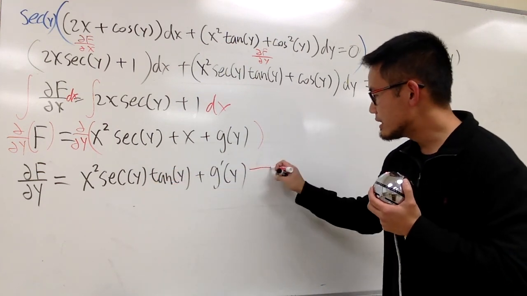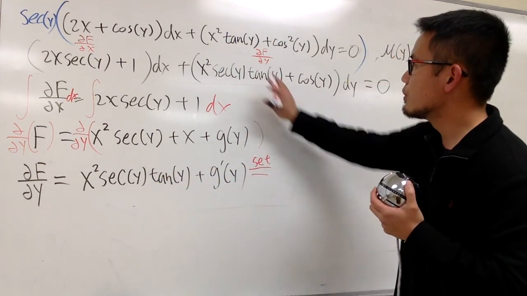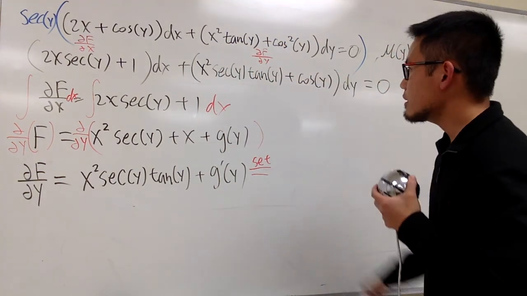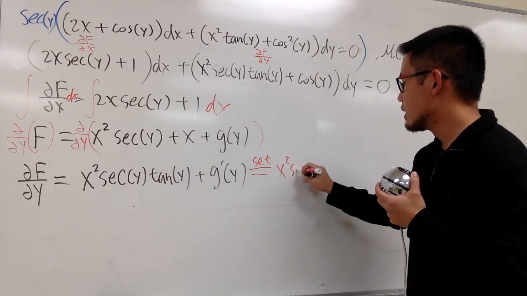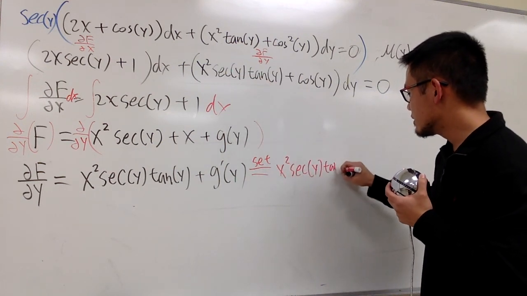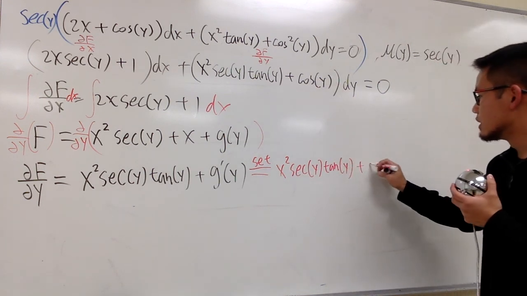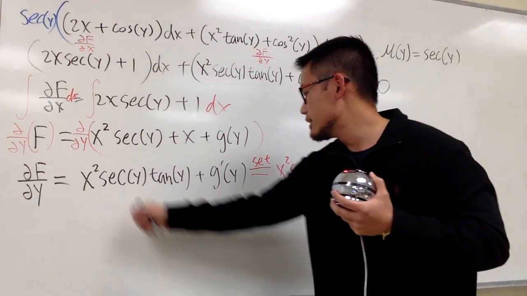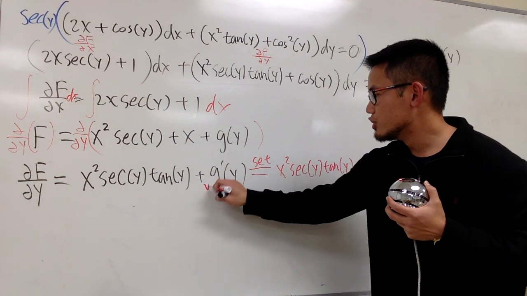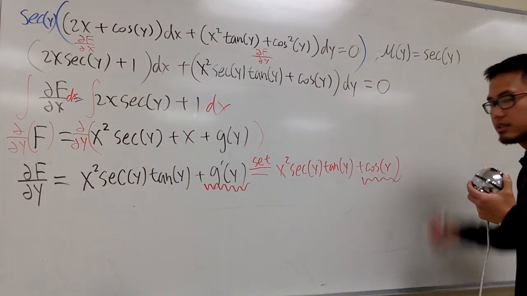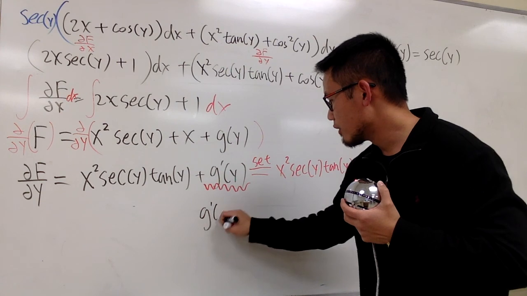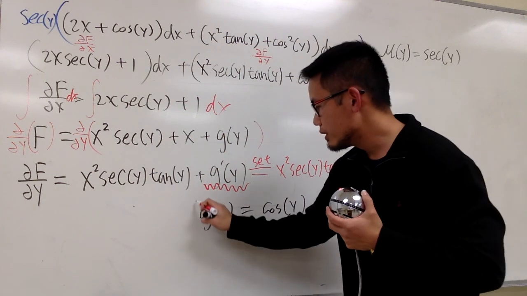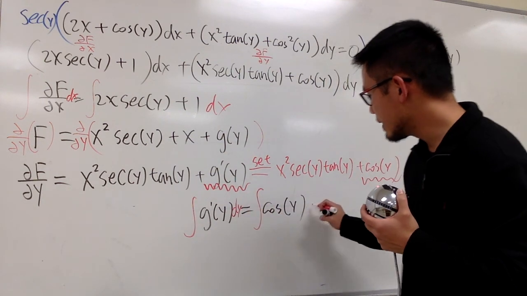Okay, now we set this equal to that because this is how partial f with respect to y should be, right? So I will just put this down. x squared secant y tangent y plus cosine of y. And we see this and that match. That means g prime of y should be this. So we can say g prime of y equals to positive cosine y, and then do the integral both sides with respect to y.